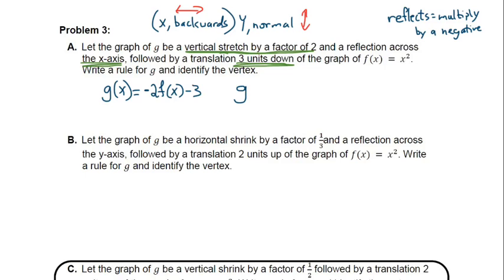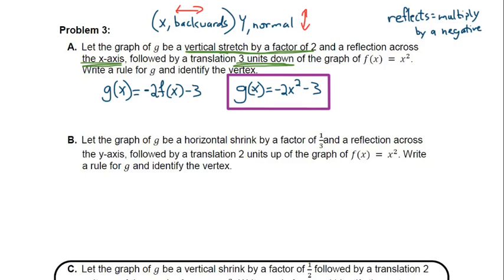Alright, and now we can apply all of those to the new equation. So g of x equals x squared times negative 2 minus 3. There's nothing to do inside, everything was outside. And that's your new equation. Okay?